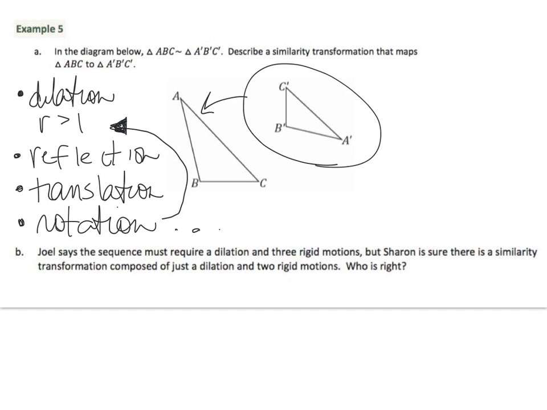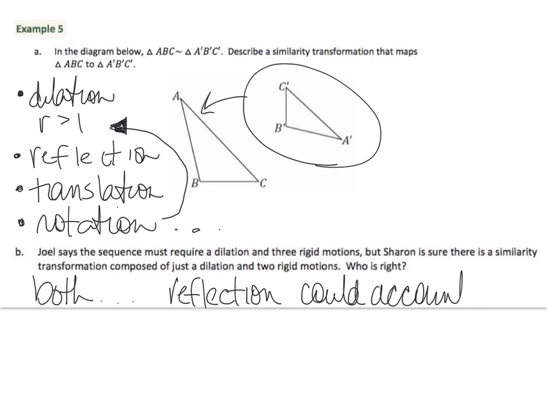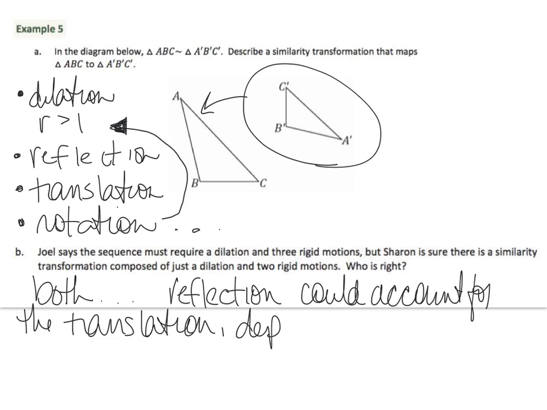Part B says, Joel says the sequence must require a dilation and 3 rigid motions. But Sharon is sure there's a similarity transformation composed of just a dilation and 2 rigid motions. Who is right? I would say both. For instance, your reflection could account for the translation, depending on where the line of reflection is.